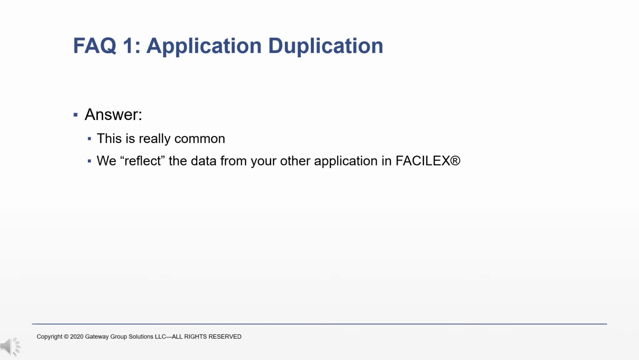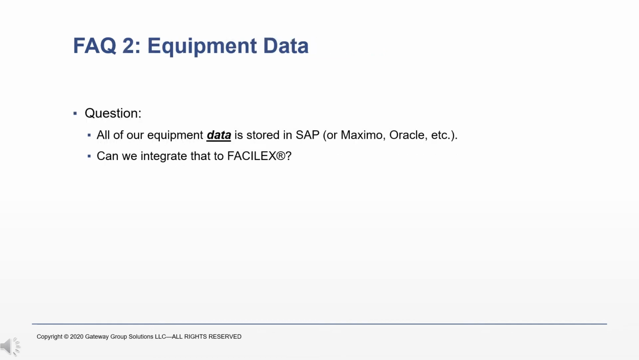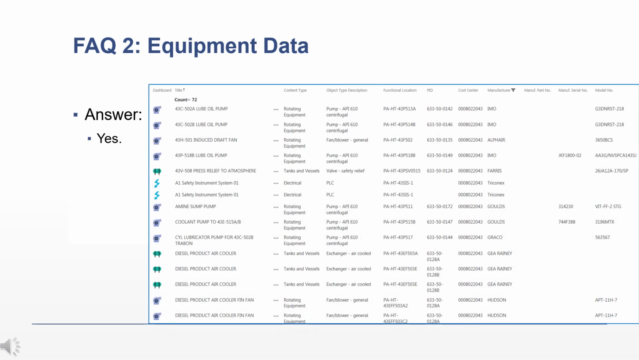The approach we use is to reflect the data from your other application as FACILEX shadow objects. The business process continues in the other application, but the data is visible in FACILEX for metrics and reference purposes. Question: all of our equipment data is stored in SAP. Can we integrate that into FACILEX? The answer is yes. Here I'm showing a daily exchange of data with SAP. The icons are added by FACILEX. The rest is just SAP equipment data.